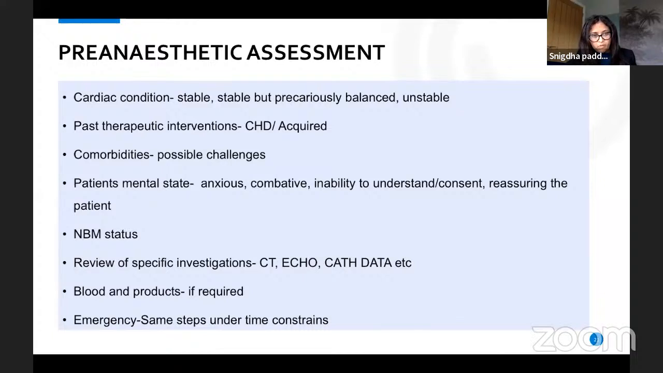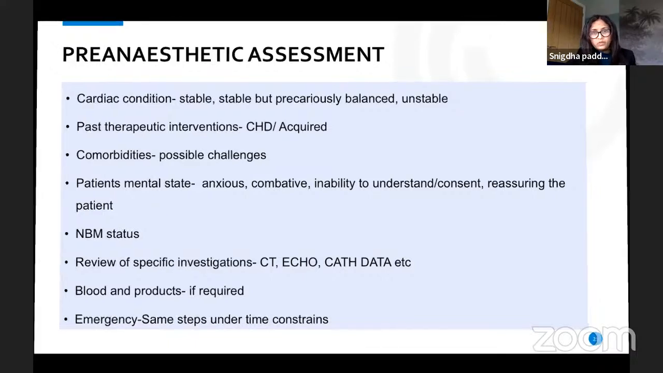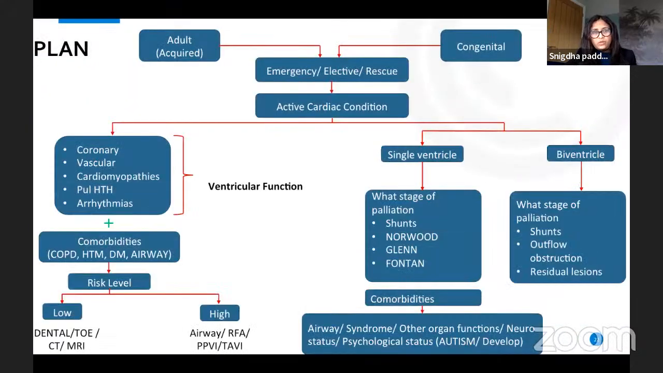Confirm a proper NBM status, review the specific investigations like CT, echo, cath data, have blood and blood products if the procedure demands, and if it is an emergency, do the same steps, but under time constraints because it is time critical. So after evaluating the patient, I try to follow this chart.